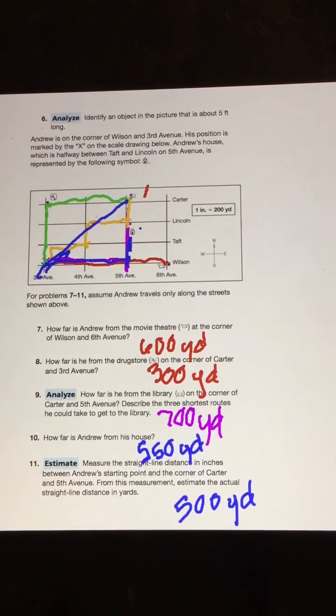Lots of color on that one today. All right, next one. Let's look and see.